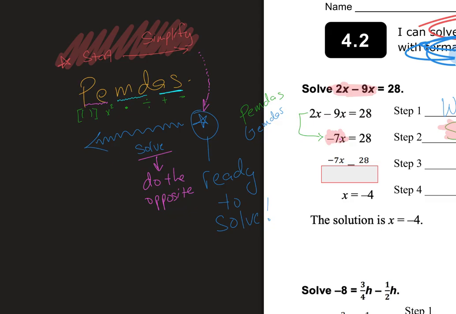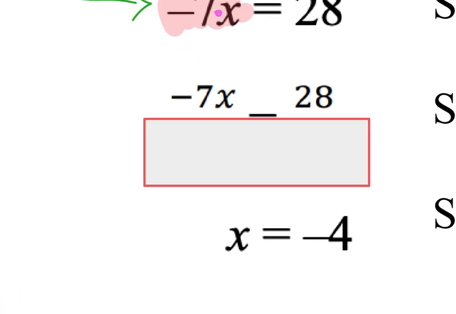Okay, great. So there was no adding or subtracting, but there is multiplying. So what's the opposite of multiplying? You said it. It's dividing. So we will divide by negative 7.